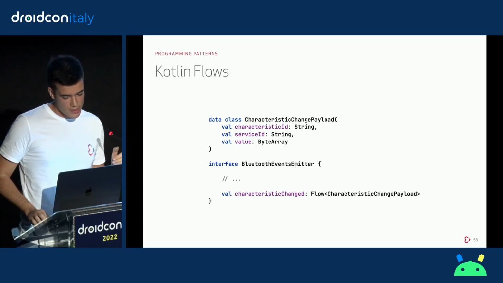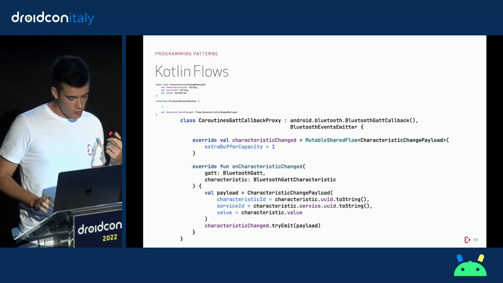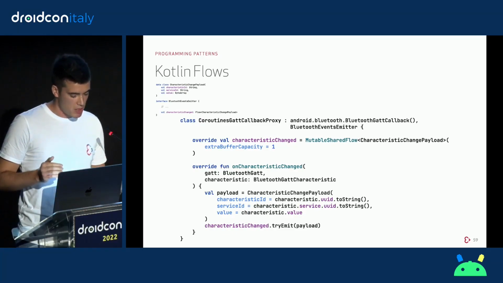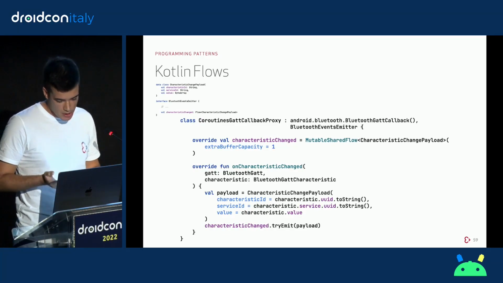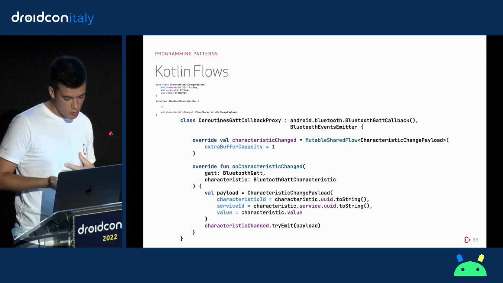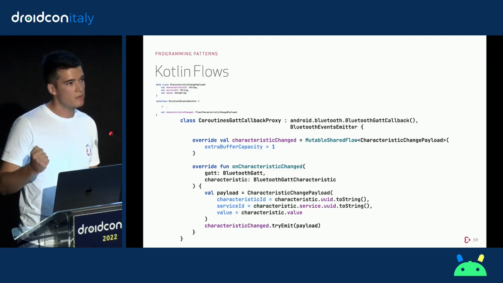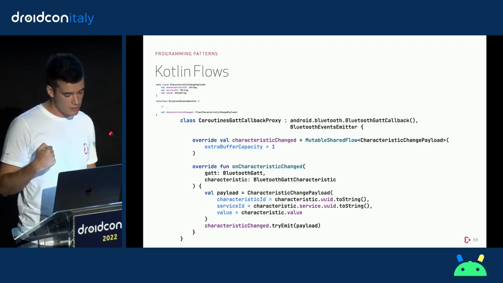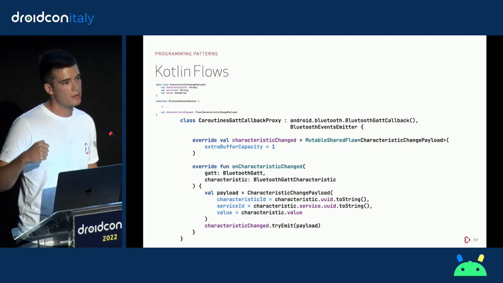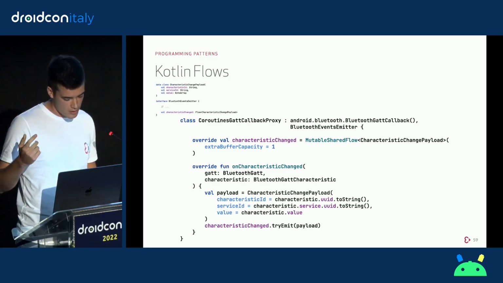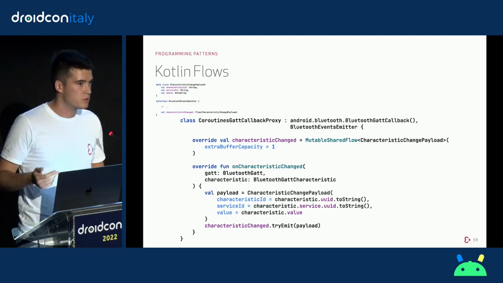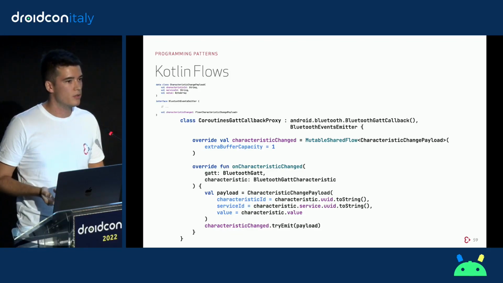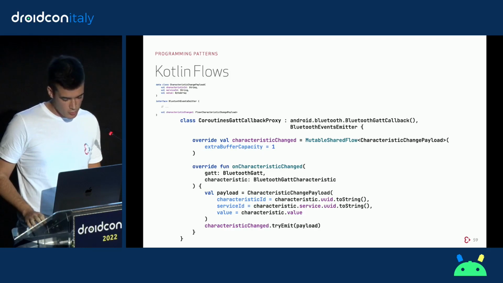So now, if we compare it with the previous approach, we need to implement this interface in a class that maybe is itself extending the Bluetooth GATT callback, so that we can receive the actual system events and translate them to flows and make them reactive in some way. As you can see, we just create the payload and we emit it through the flow. And then you can use various types of flows. It depends really on your implementation and your needs, but that's up to you.